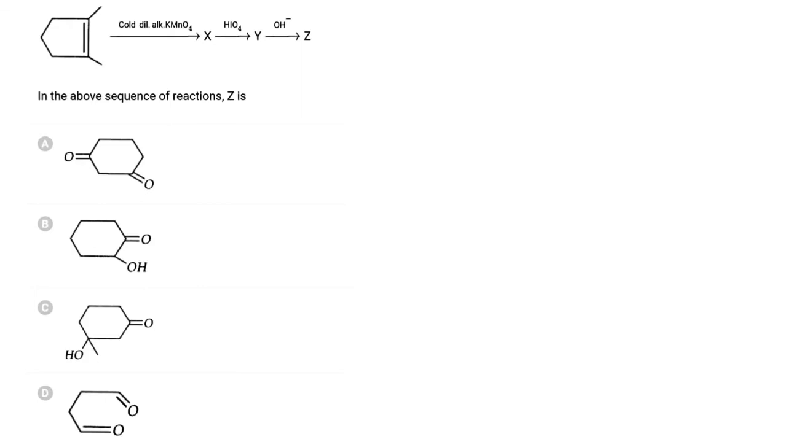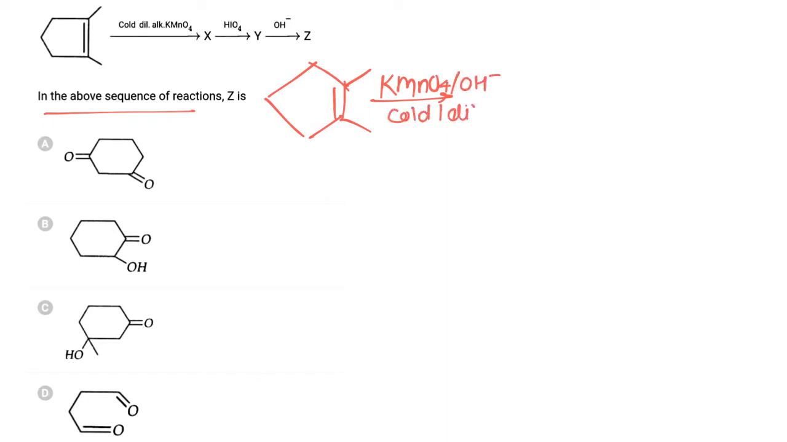In this question, we have to find the product of the given sequential reaction. Now, in the first step, the alkene molecule is treated with dilute alkaline KMnO4. Cold dilute alkaline KMnO4 is called Baeyer's reagent, and in the presence of Baeyer's reagent, syn hydroxylation reaction takes place. So, a syn diol is formed as a product.